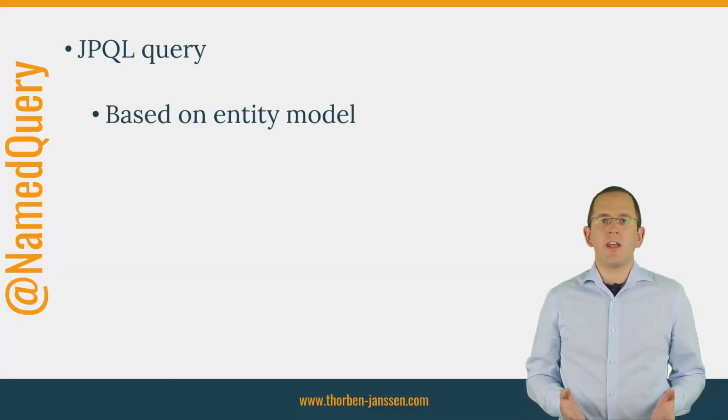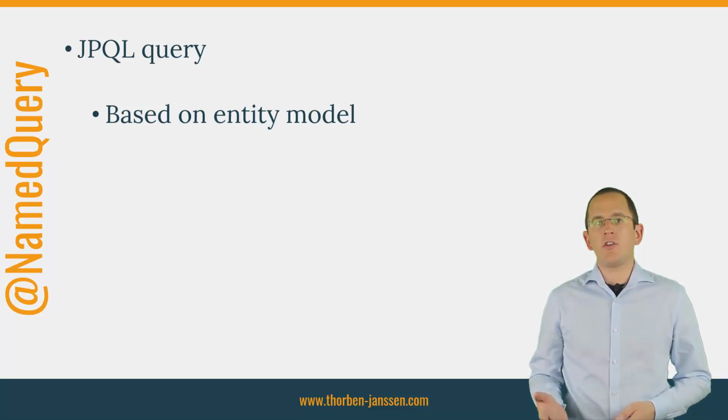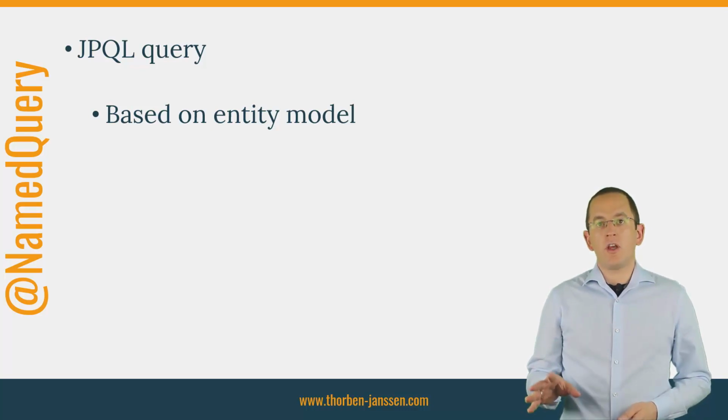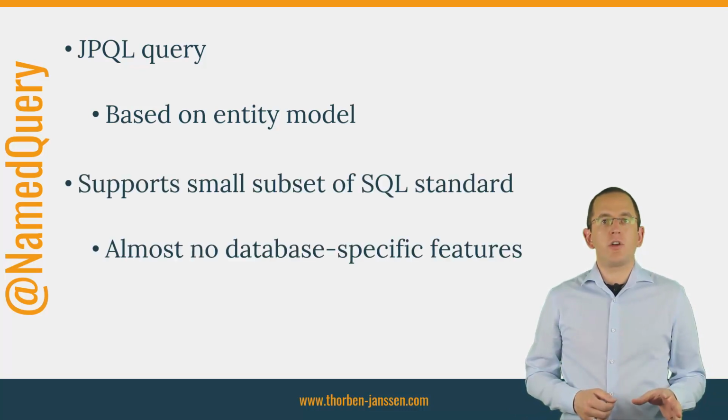The JPA specification defines its own query language. It's called JPQL and its syntax is similar to SQL. But there are two essential differences between these two. You define your JPQL query based on your entity model. When you execute it, your persistence provider generates an SQL query based on your entity mappings and the provided JPQL statement. That enables you to define database-independent queries, but also limits you to the features supported by your persistence provider. JPQL supports only a small subset of the SQL standard and almost no database-specific features.